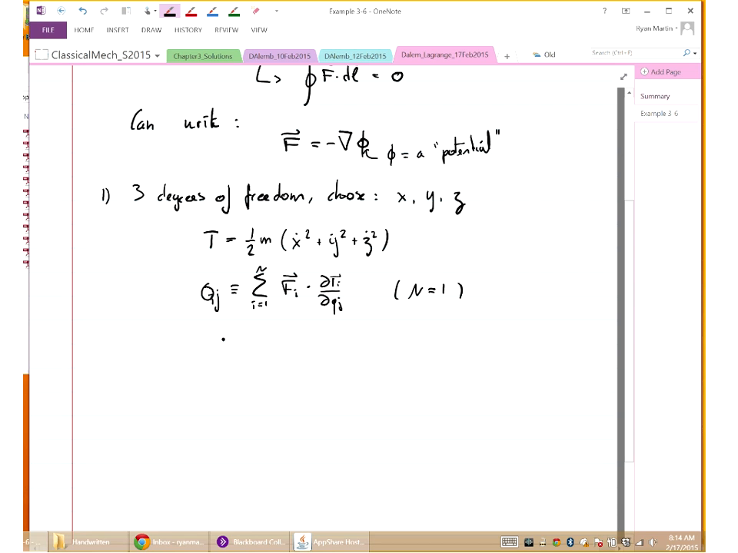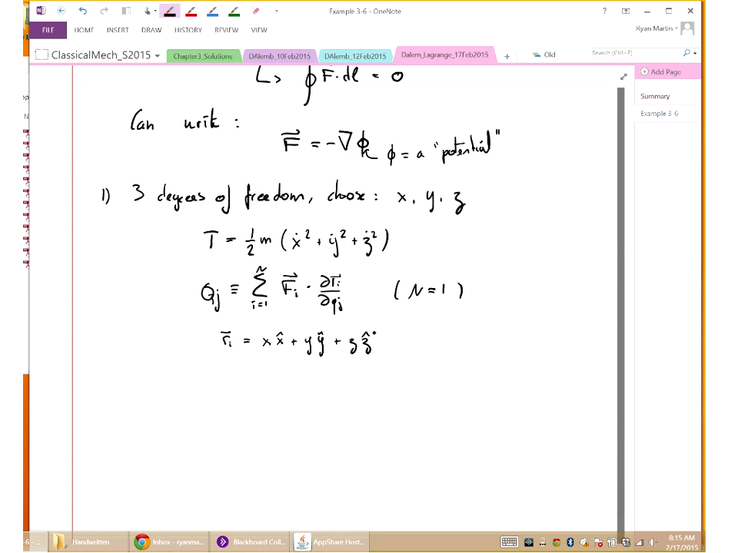Our vector Ri, and there's only one of them, right? The force is simply the force of gravity. It's where the force is applied. And this is a point particle, so the force is applied at the position of the point particle. So the position of the point particle is given by x times x hat plus y times y hat plus z times z hat. Right, where x, y, and z are the positions of the particle.